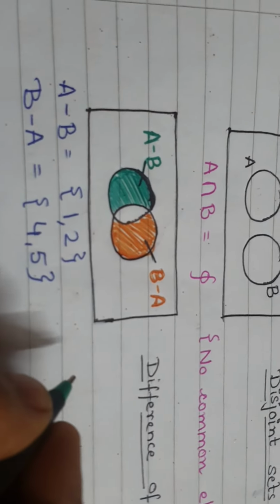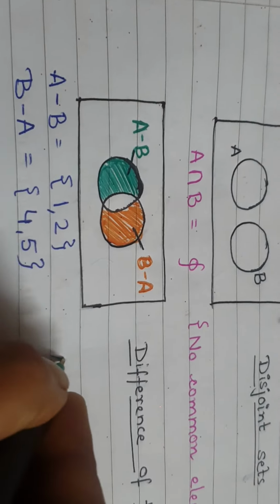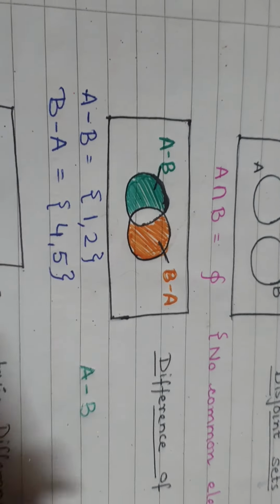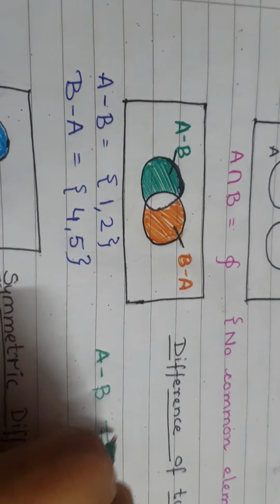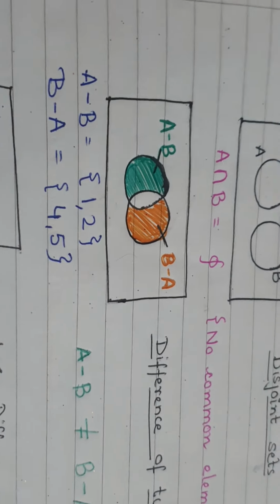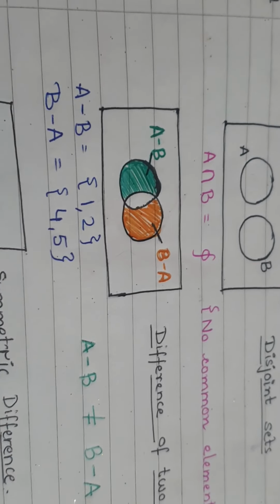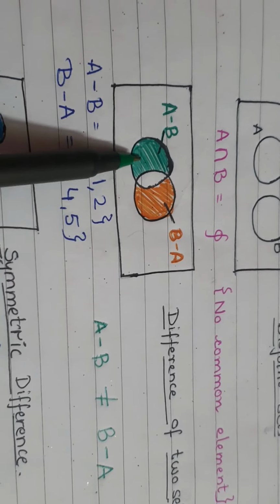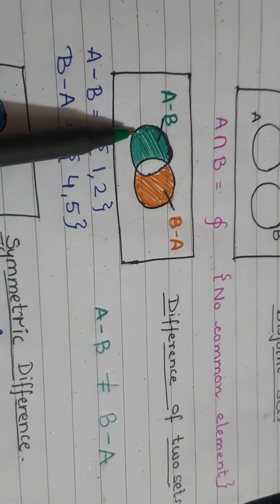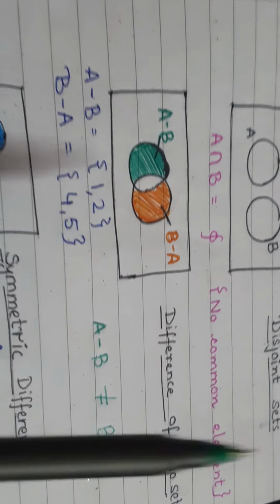There is a note point: A minus B is not equal to B minus A. Both are different things. By using this Venn diagram, we can understand this green portion is different and the orange portion is different. So we will get different elements in both cases.